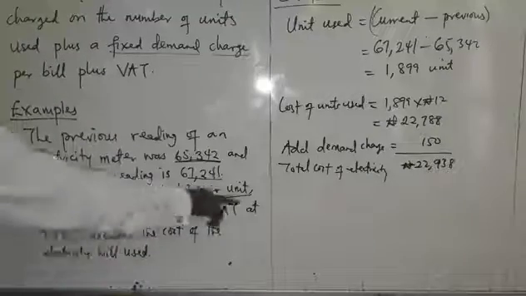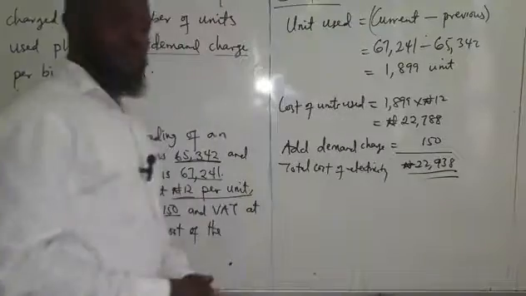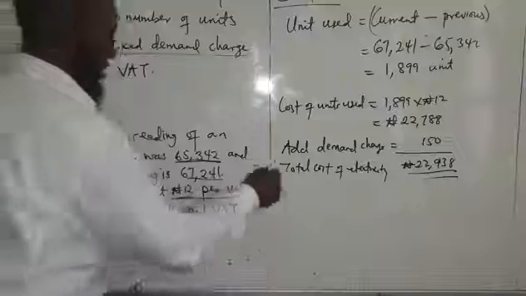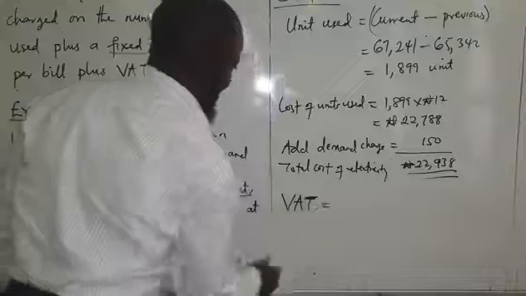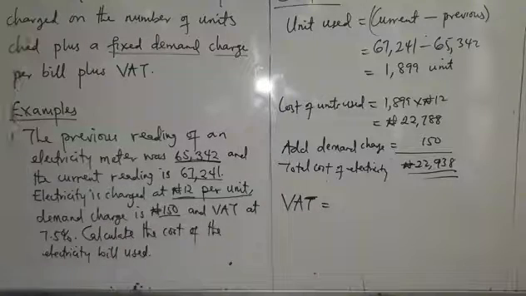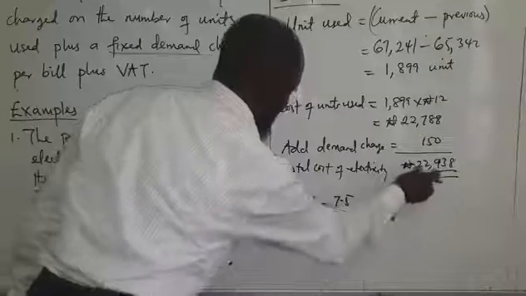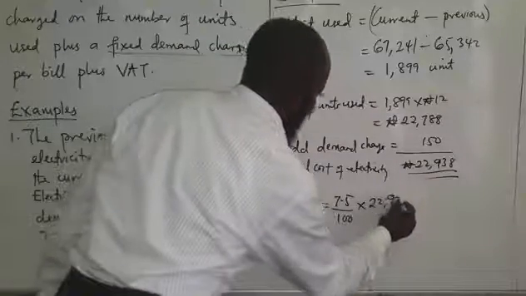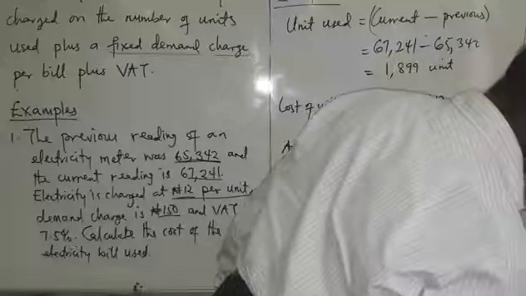Then VAT. You know, this is not what you're going to pay. You have to pay the government VAT. So what will then be the VAT on this? We need to calculate the VAT on this. Once you are paying for a service, you have to pay your VAT, value added tax, to it. So that is 7.5% of the total cost of electricity, which is 22,938. So multiply by 7.5%.